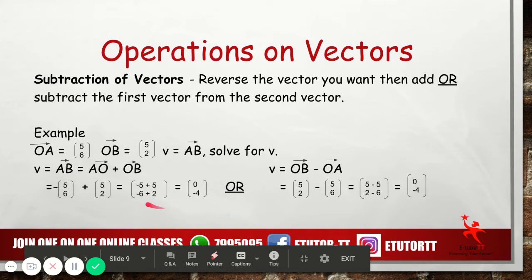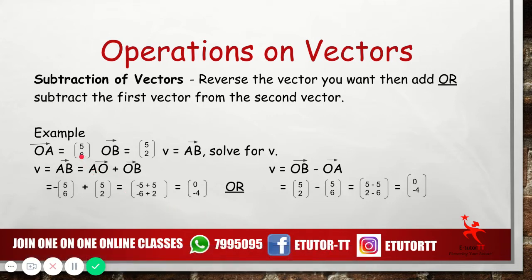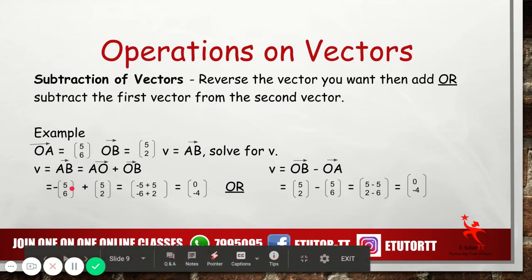So what we do is we take the negative of vector OA because vector AO is going in the opposite direction. That's why we have to take the negative of it. So instead of saying 5, 6, we now have negative 5, negative 6. And we have to add that to vector OB. So we get negative 5 plus 5, and that is equal to 0. Negative 6 plus 2, that is equal to negative 4.